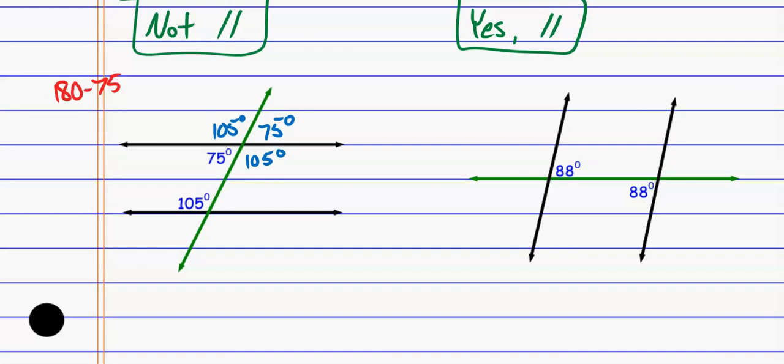And then what happens here is I look at this thing, I say, hey, let's measure this. If I measure from the green line down right here, I get 105 degrees. If I measure from the green line down here, I get 105 degrees. Since they have the same measurement compared to that green line, these are parallel lines. So yes, these are parallel.